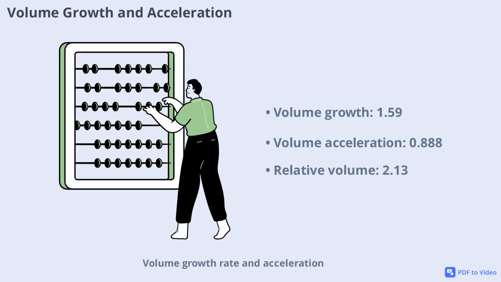Volume growth rate and acceleration provide clues about market participation. ADBE's volume growth rate is 1.59, and volume acceleration is 0.888, both indicating increasing trading activity. Relative volume is also elevated at 2.13, suggesting that recent moves have been supported by strong participation. This can be a bullish sign if price action confirms.